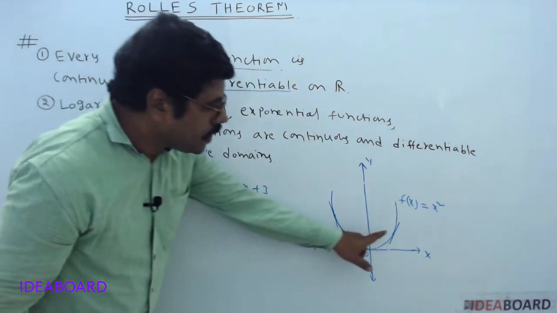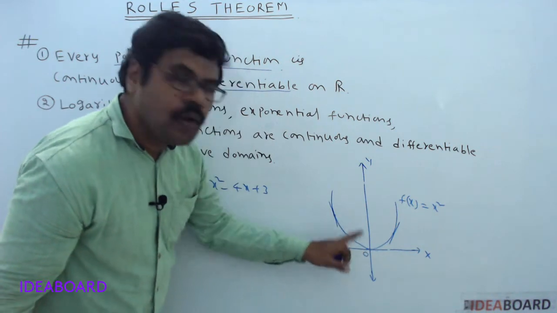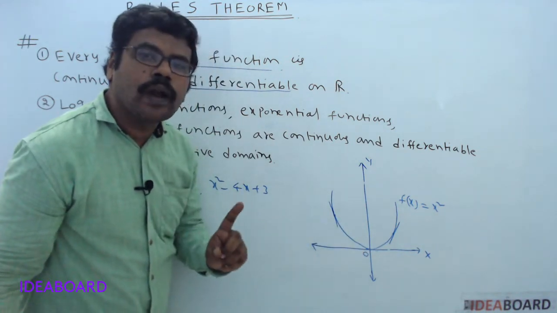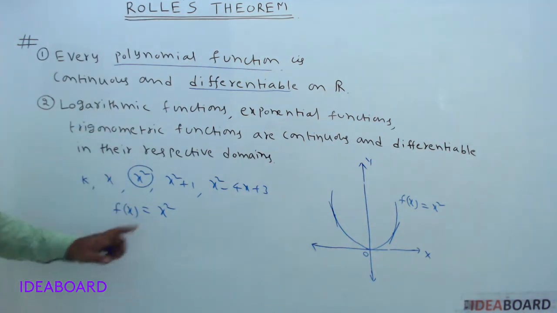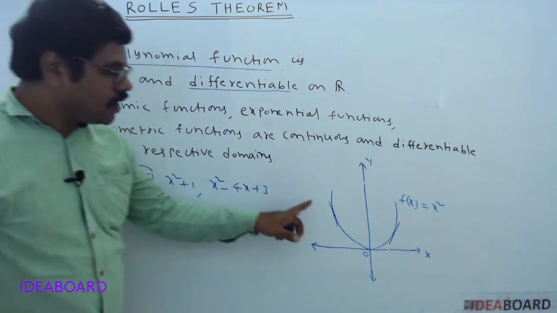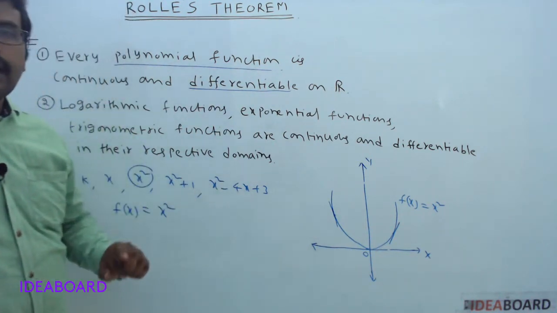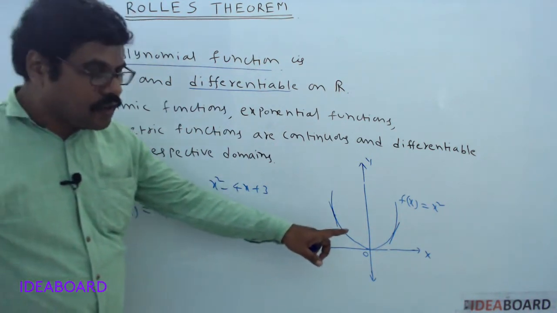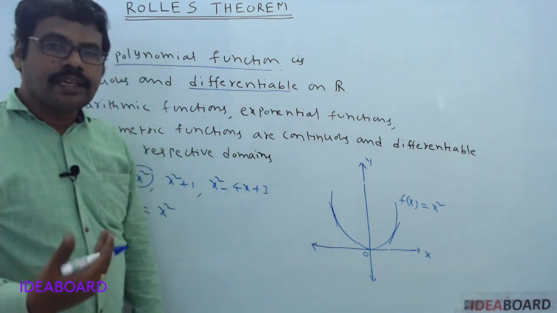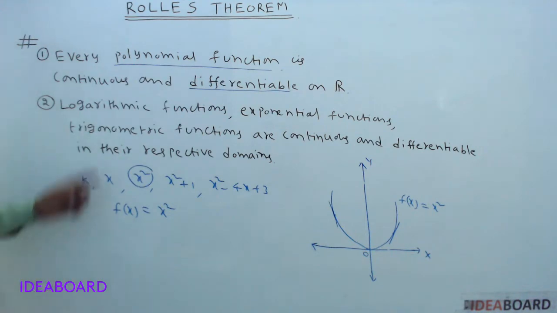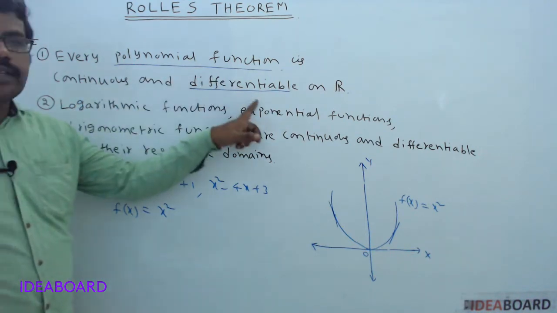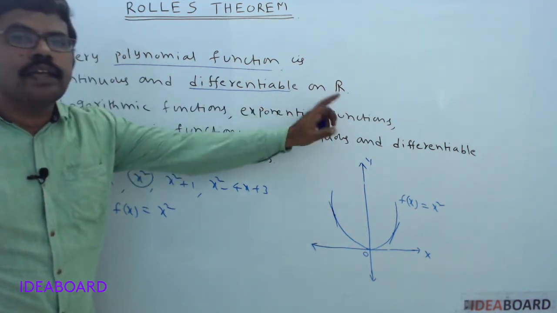It means at any point on the curve, you can draw only one tangent. It means the function is differentiable. So clearly f of x equal to x square is continuous and differentiable on the set of all real numbers. In general, every polynomial function is continuous and differentiable on the set of all real numbers.